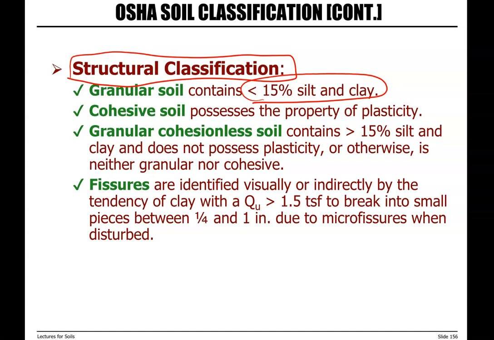Fissures are identified visually or indirectly by the tendency of clay with an unconfined compressive strength higher than 1.5 TSF to break into small pieces between 1/4 of an inch and 1 inch due to microfissures when disturbed.